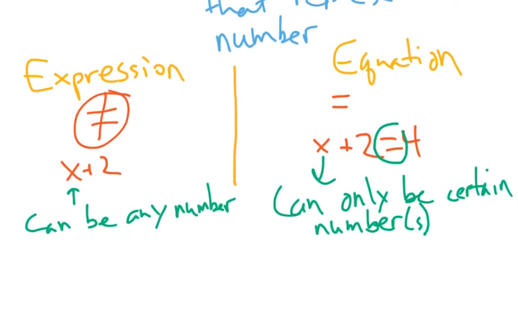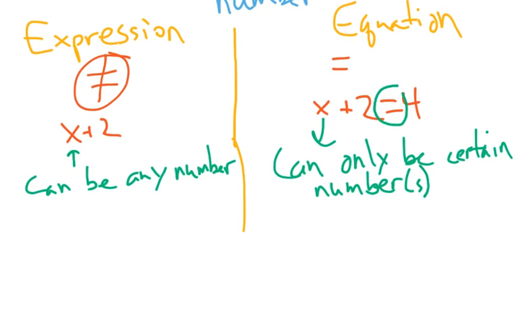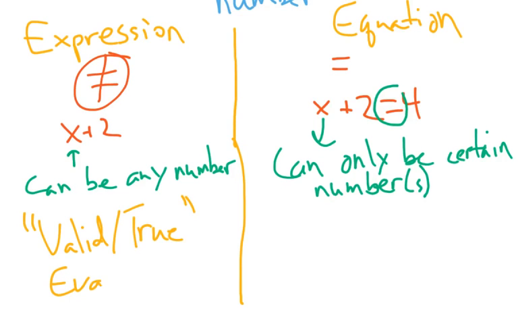And so that's the next thing we have to talk about: with expressions, we're not so concerned with something being valid or true, because without that equal sign, it's more just about evaluating. You're putting a number in and you're crunching the numbers. But because you have an equal sign, we need this to be valid or true.